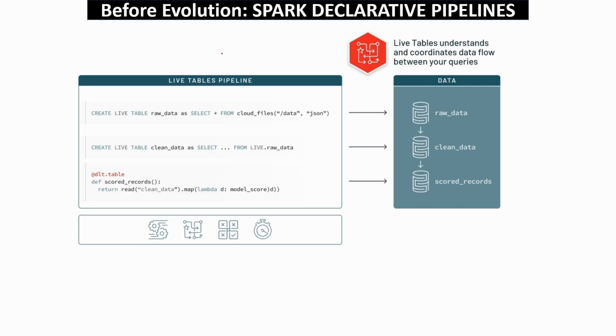Here also you can see the clear example that this is how you define the live table pipelines. You don't need to worry about any operational infrastructure thing, any testing scenarios. Everything the Delta Live Table framework will handle for you.